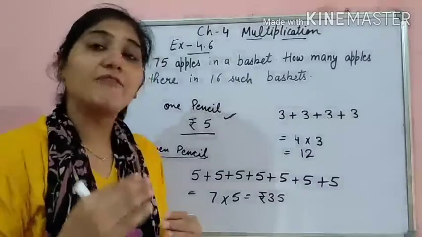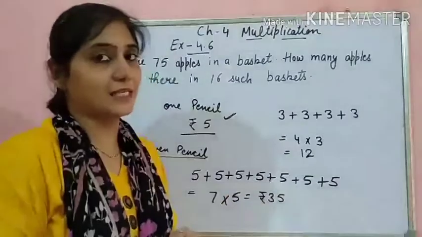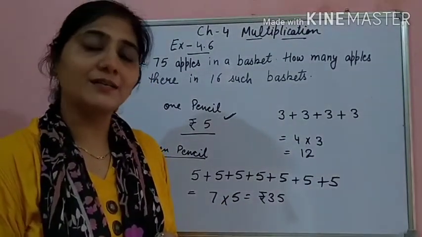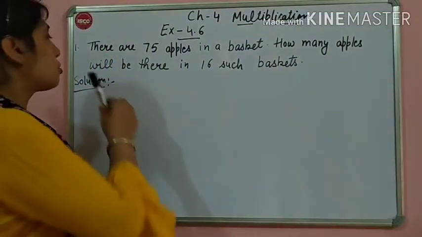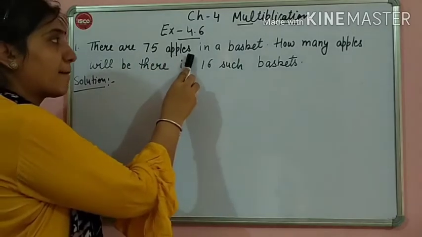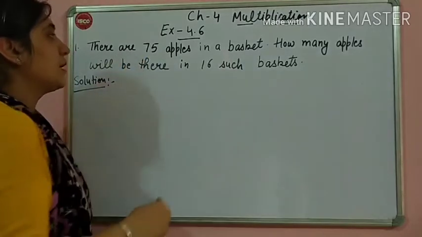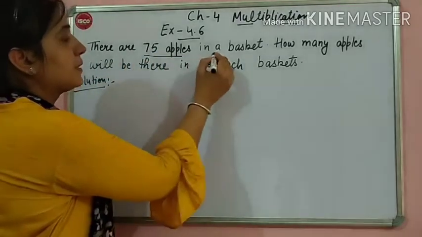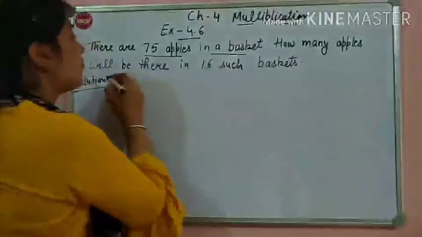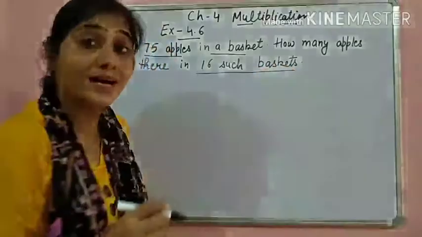Okay students, it will be more clear when we do the exercise. Okay, so students, let's start exercise 4.6. See the question number 1. There are 75 apples in a basket. How many apples will be there in 16 such baskets?